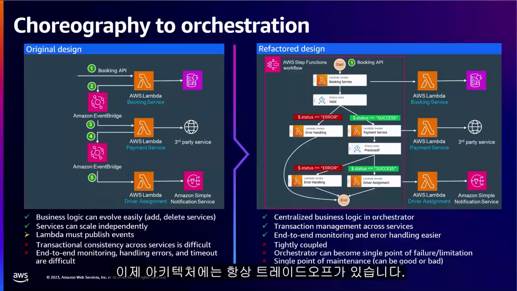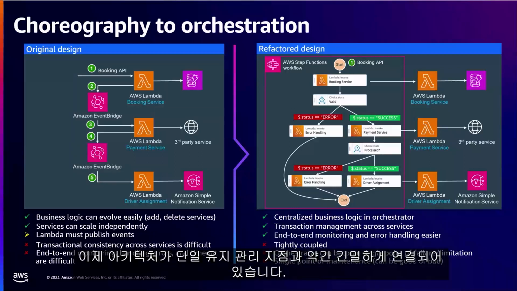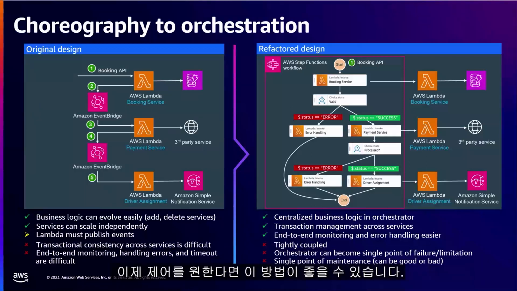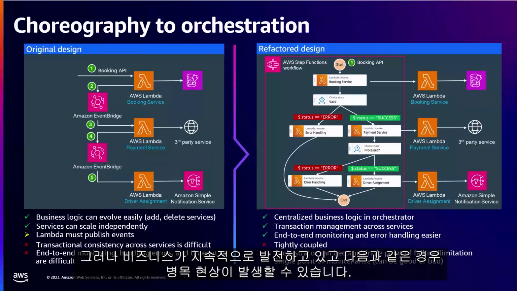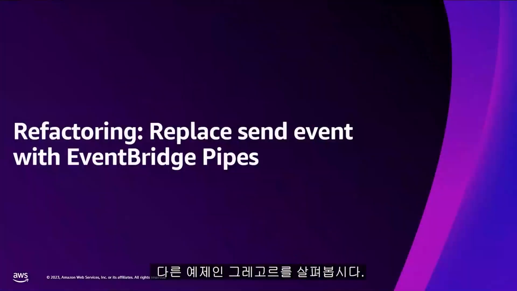Now with architectures, there's always trade-off. So let's talk about that. Your architecture is now a little tightly coupled with a single point of maintenance. Now this could be good if you want control. However, this could become a bottleneck if your business is constantly evolving and you need to add or remove services. So to summarize, that was how to look at refactoring. Let's look at another example, Gregor.